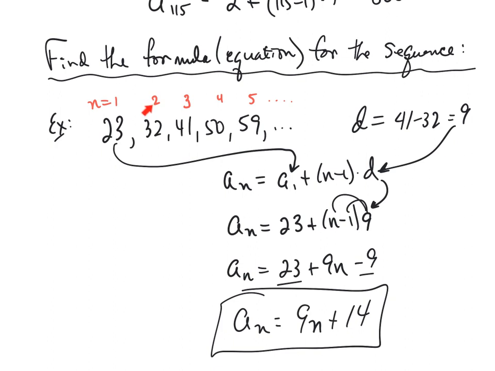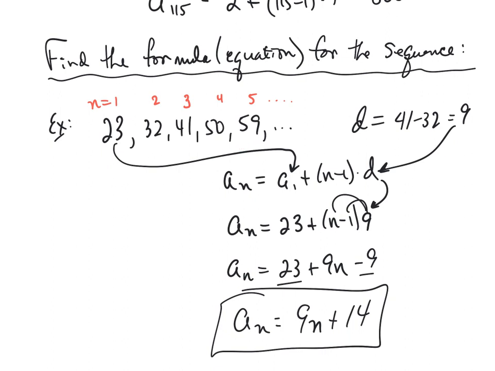Replacing n with 2 in my formula, 9 times 2 is 18, and 18 plus 14 is 32, the second term. And you can see that it works for any of these. Let's jump to the fifth one. If we were to replace n with 5, 9 times 5 is 45, plus 14 gets us 59, the fifth term in the sequence. Okay?